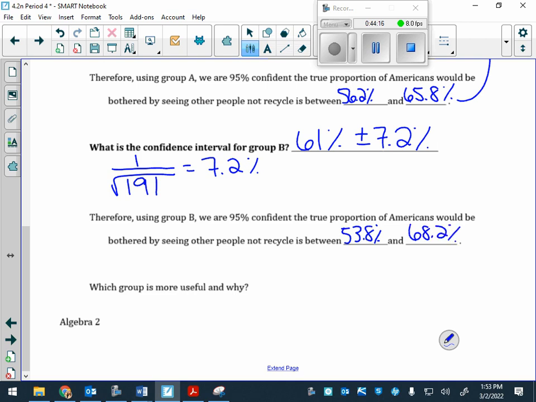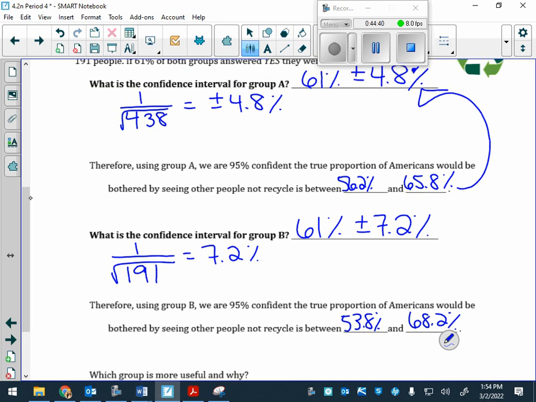Good. Okay. So, which group is more useful and why? Go ahead. Excellent. Okay, so you guys just saw the difference: larger sample size, smaller margin of error. Smaller sample size, larger margin of error. So group A is more useful because of the larger sample size. All right, so that concludes our stat unit. Okay, again, very short and sweet.